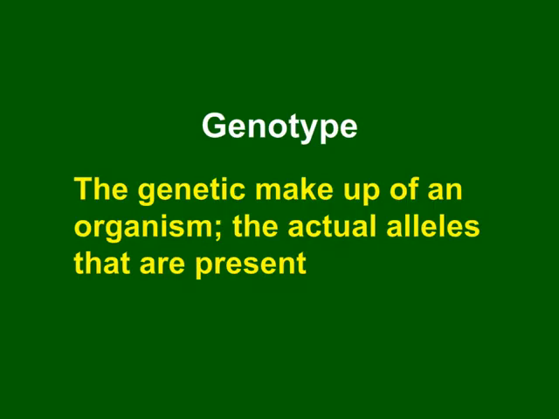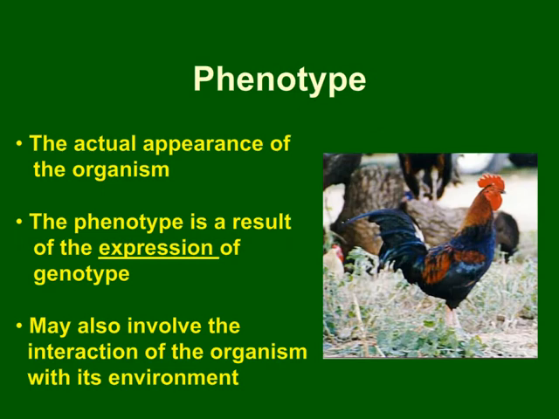So the genotype of an organism is basically the alleles that are present. Remember that for each gene, you get two copies of that gene, and these copies may be different or they may be the same. The phenotype, on the other hand, is the actual appearance of an organism. For example, the fact that this chicken has red and black feathers. The phenotype is a result of the expression of the genotype.